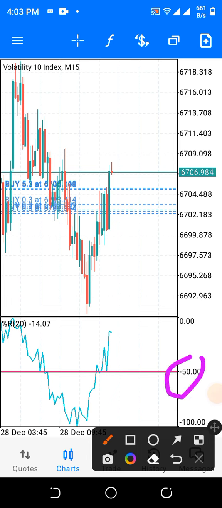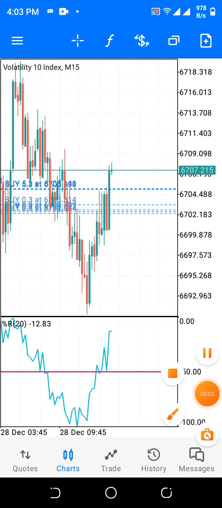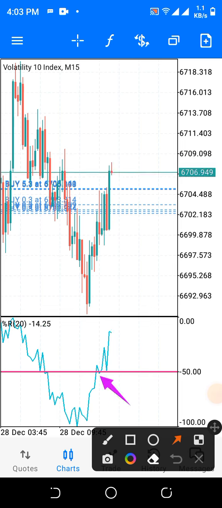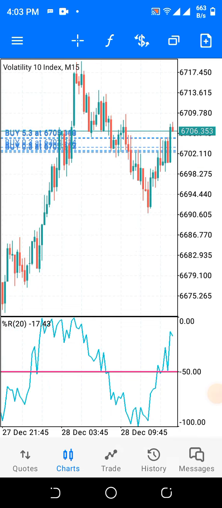Do you understand? So once this Williams percent indicator crosses this 50 mark line, look at this crossing here. Have you seen it? So once the crossing occurs here, that is a buy position.